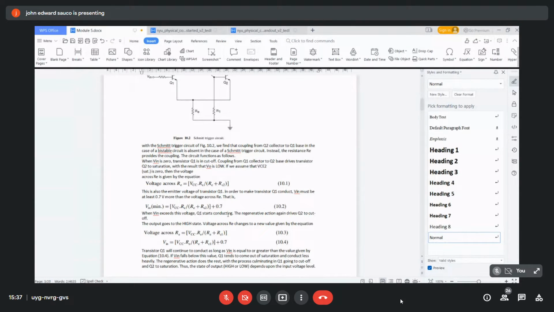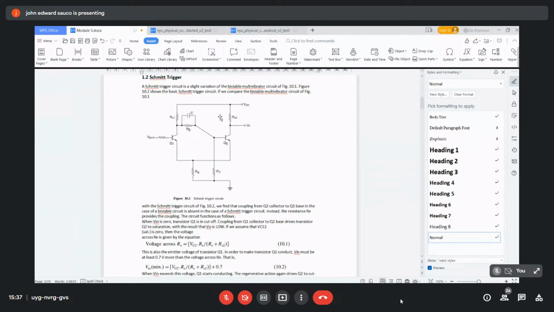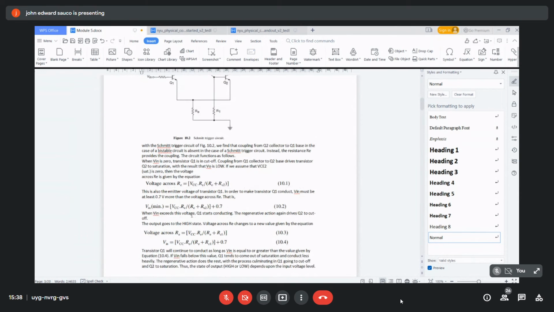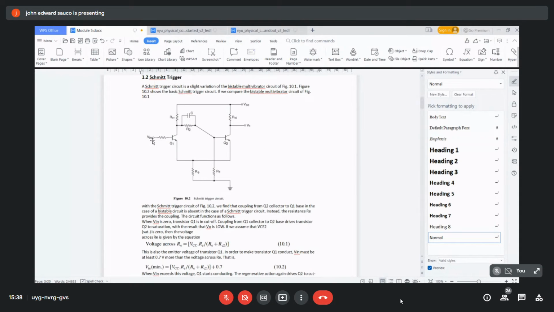So it is active now. The regenerative action again drives Q2 to cut off. Once Q1 acts, VCC no longer goes to the base of Q2; it goes through Q1 instead. So Q2 cuts off, since we have no base voltage, and our output goes to the high state. We take the low here, and the high here.